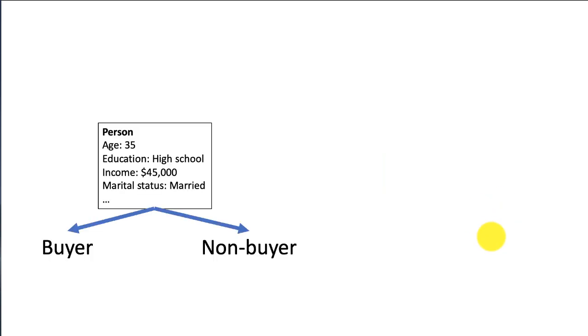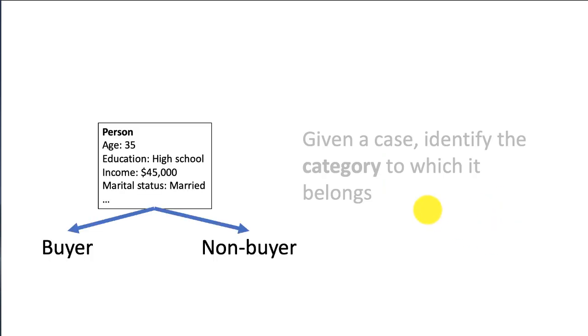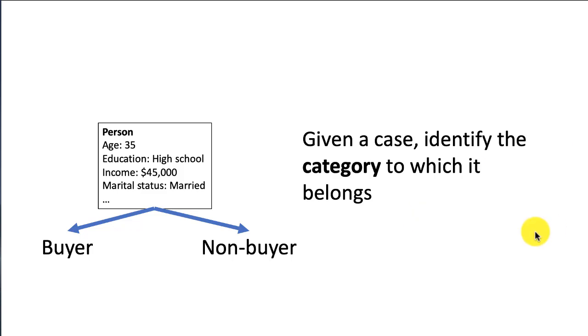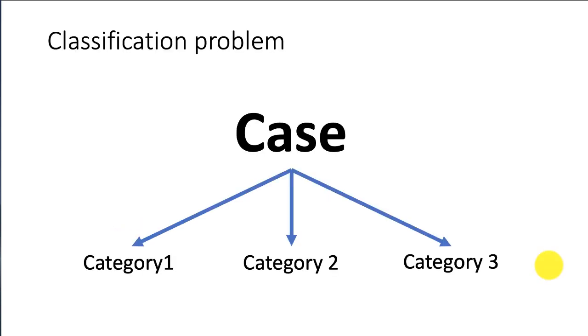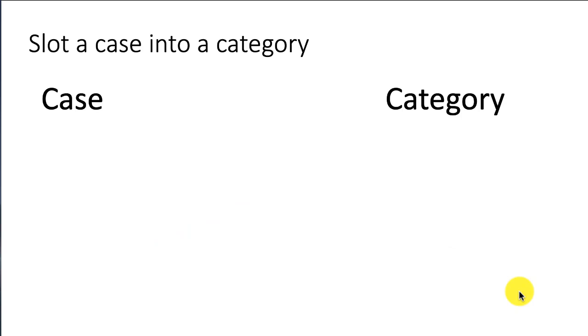So in a general sense, what we're saying is, you're given a case, identify the category to which it belongs. So what we really are trying to do is to develop a procedure by which we can do this categorization. And that procedure, of course, is what we would call a classification model, a predictive classification model. So again, just to clarify, we've got a case and you want to say that the case belongs to one of several categories. So let's take some examples of cases and categories.